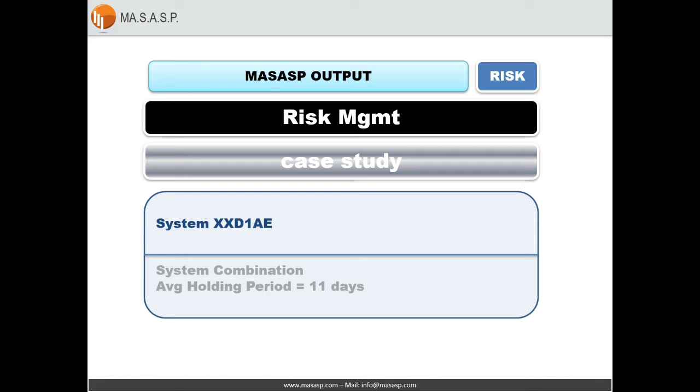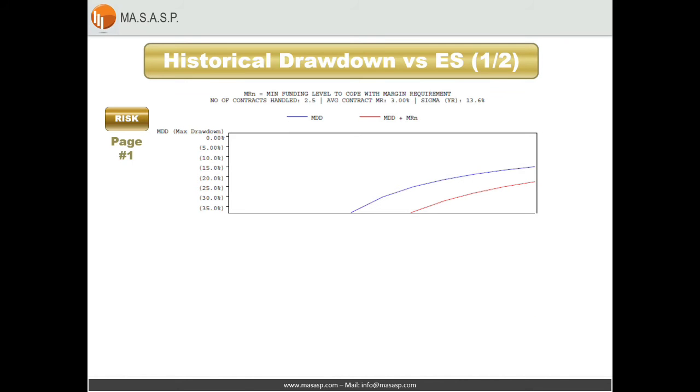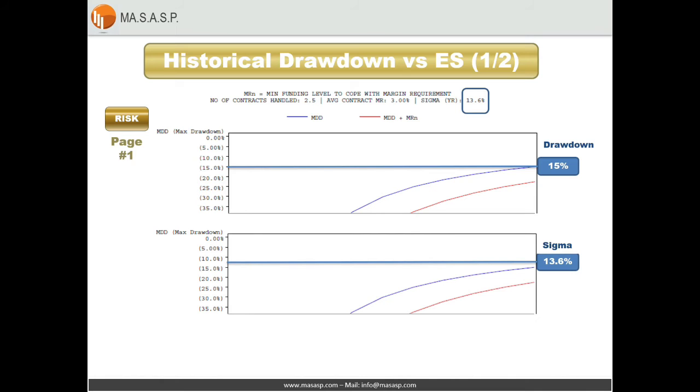Let's first have a look at the real-life system combination encompassing the 4 trading systems discussed so far. The first page of the risk scorecard features the historical drawdown estimate and the standard deviation estimate related to the annual time series. The latter indicated that sigma is the estimate involved in the risk-return trade-off.